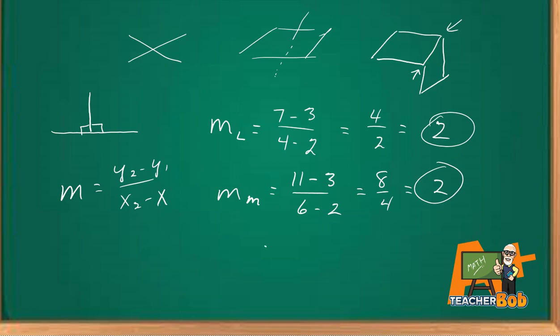So is 2 times 2 equal to -1? No, it's equal to 4. So 4 is not equal to -1. So then we know that the lines are not perpendicular.